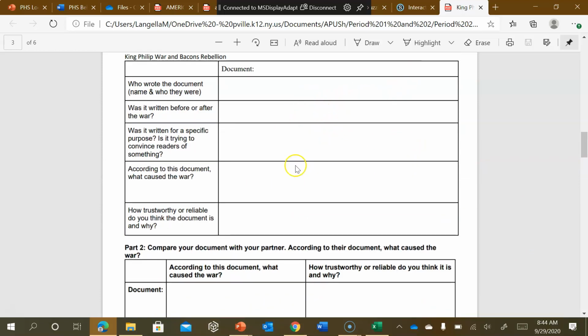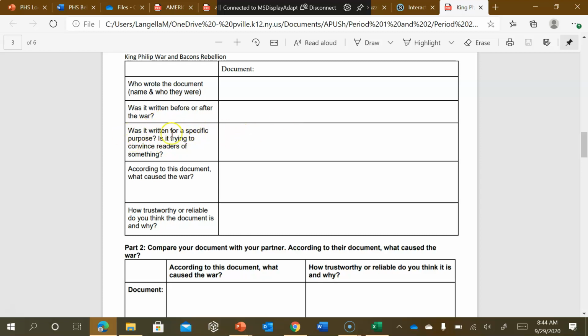Was it written before or after the war? First, when was it written? It was before the war, because what happened was it ended with them saying, "We discussed what was going on," and then all of a sudden they had the war afterward. It was kind of like they said we're going to end up battling it out with Metacom afterward.